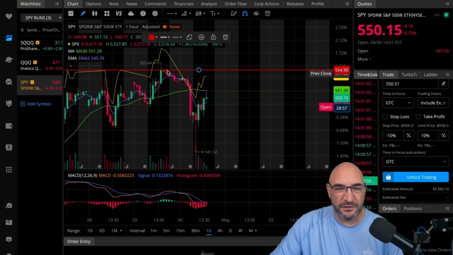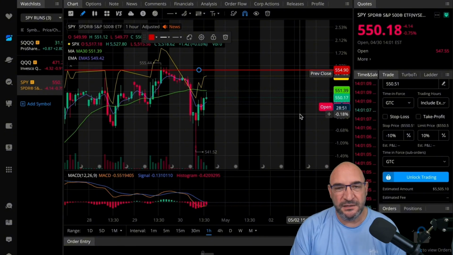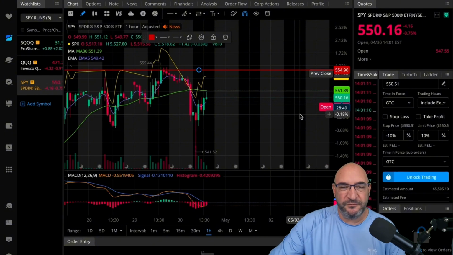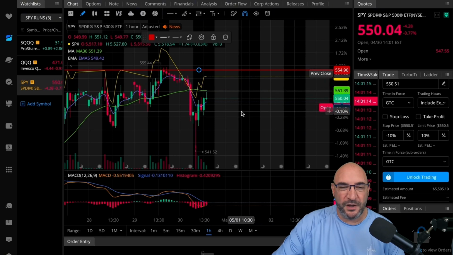So this is our current level of resistance for the SPY, 554.90, and that's been about where we've been at, 550, 550, 550, 544 is the top of that wick, so 554.90.